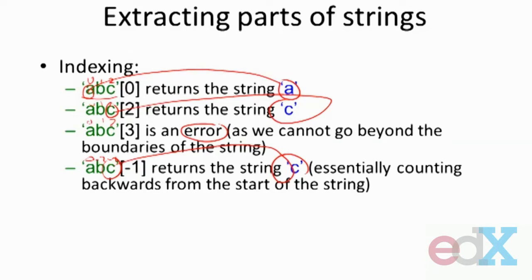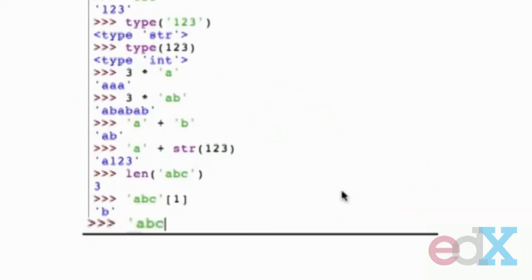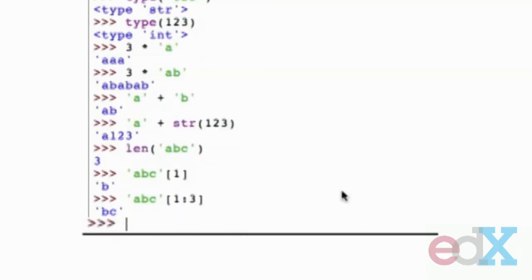Now, sometimes we'll want to get out not just a single element, we'll want to get out a substring of a string. And for that, we have a technique called slicing. So if we have a string called S, then this expression here, where we have two expressions, a start and an end, that are both integers, or their values are integers, that denotes the substring that starts at the index pointed to by start and stops just before the index pointed to by end. So just to see that, I again take my string ABC, and I say, give me everything starting at 1 and stopping before the third index. It returns for me the string BC.